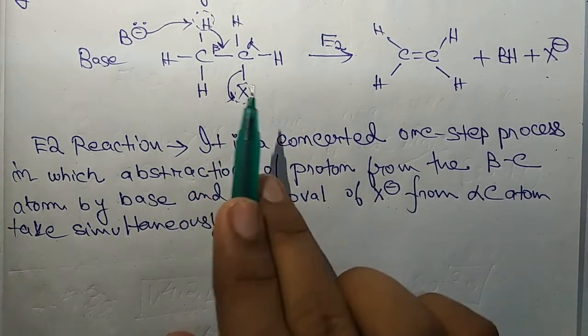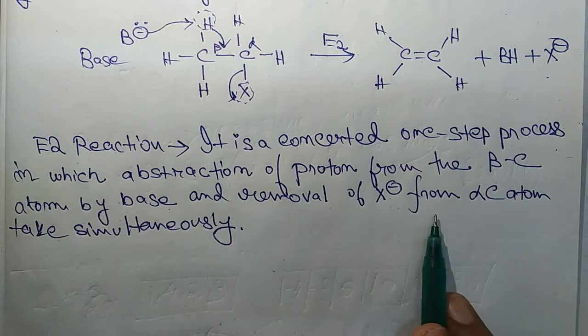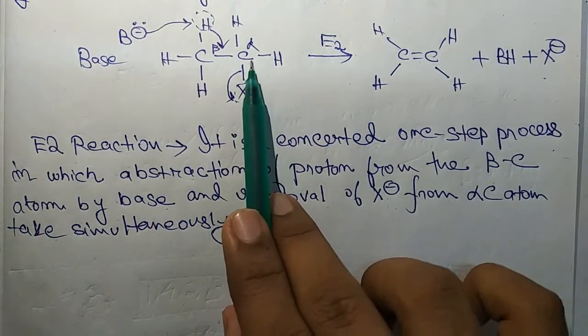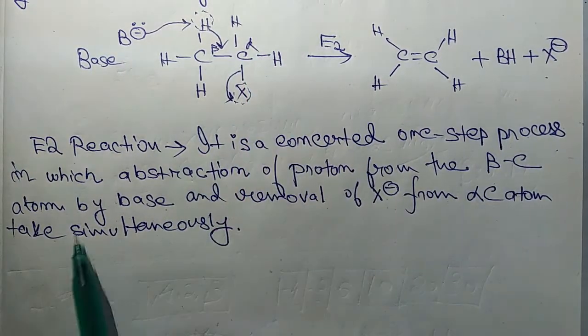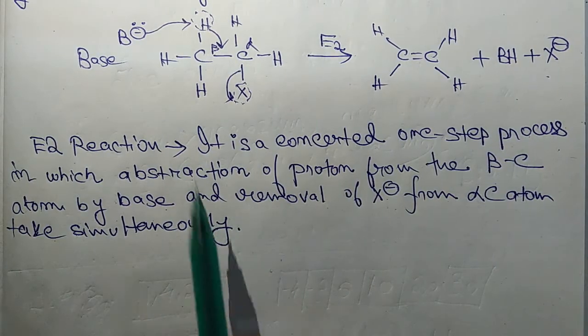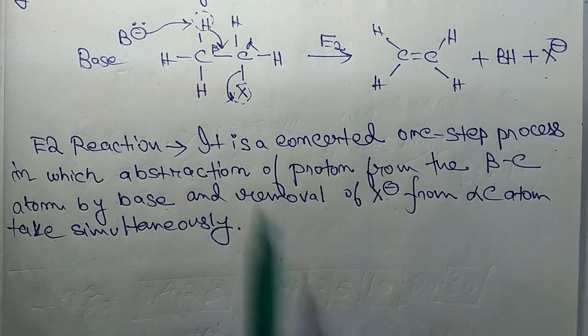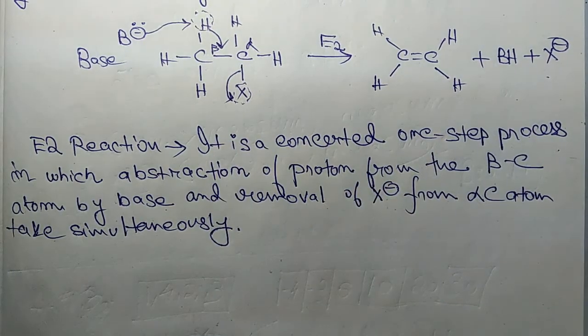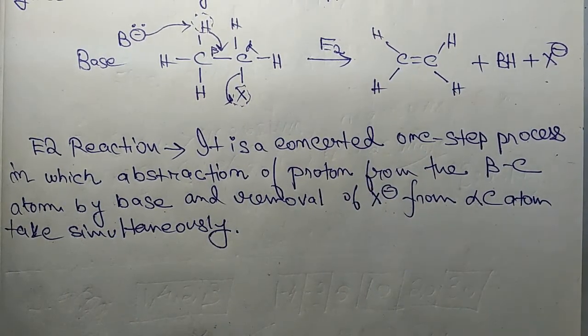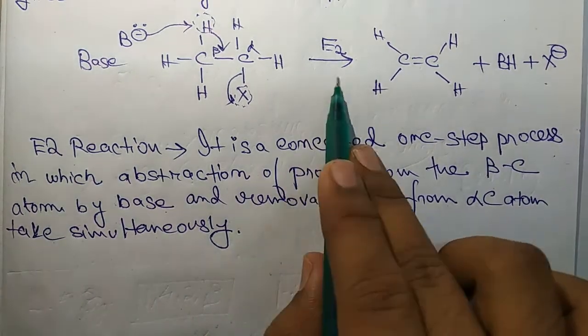This can be Cl minus, Br minus, or I minus, from the alpha carbon atom. Here it is the alpha carbon atom. This takes place simultaneously. Here the base is attacking the hydrogen and X minus is leaving at the same time, in a single step. So it is named the E2 mechanism.